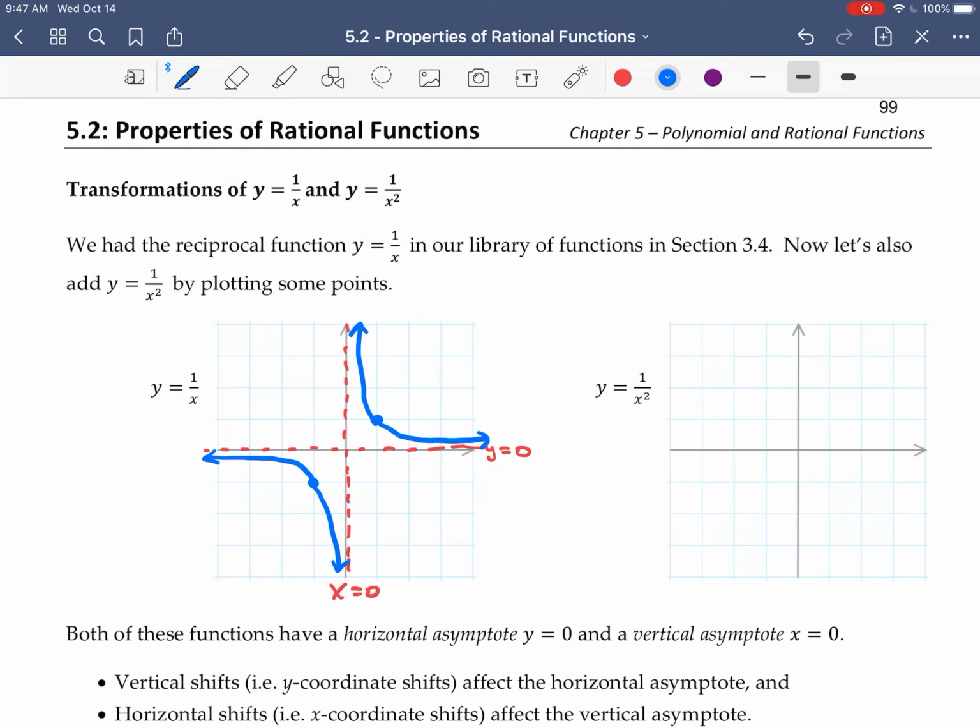Now what we want to do is add the graph of 1 over x squared. Now this also has x equals 0 not in the domain, and it ends up that it's going to be a vertical asymptote.